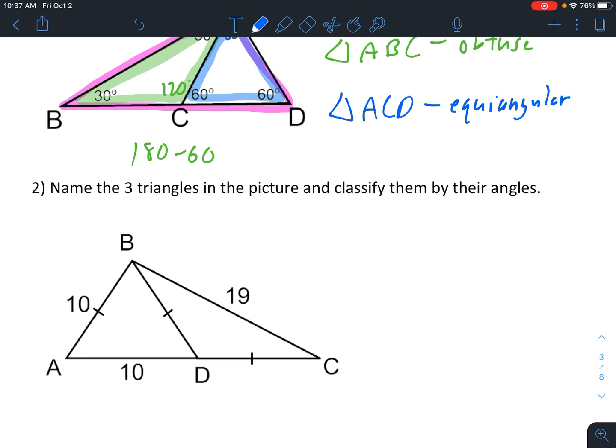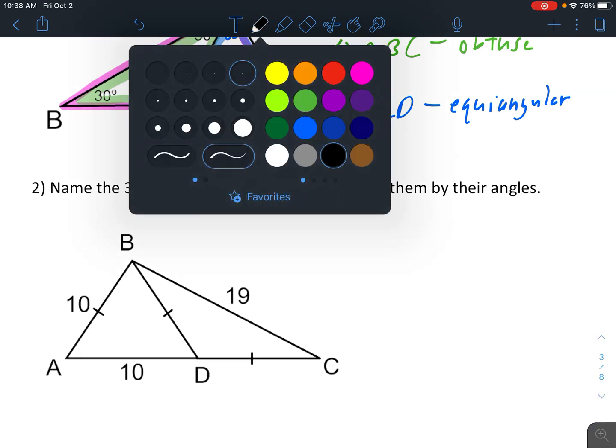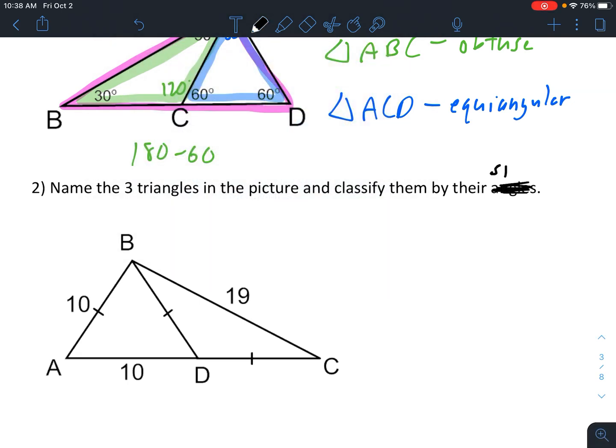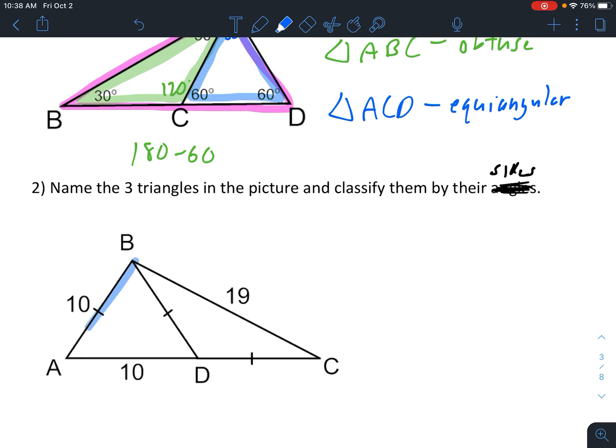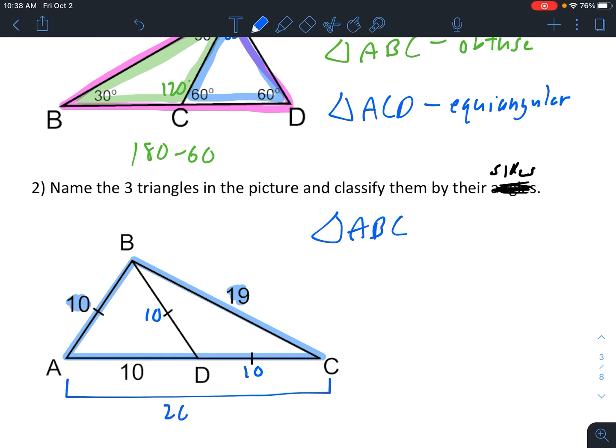All right, number 2. So again, we're going to talk about these same three triangles here, but this is supposed to say classify them by their sides. So let's start with the big triangle again. We're going to call that triangle ABC. All the tick marks there are equal, so everywhere you see a tick mark, we know those are all 10. So in ABC, this side is 10, this side is 19, and this side is 10 plus 10, or 20. So 10, 19, and 20 are all different. This must be a scalene triangle.